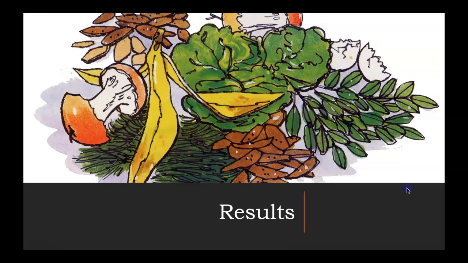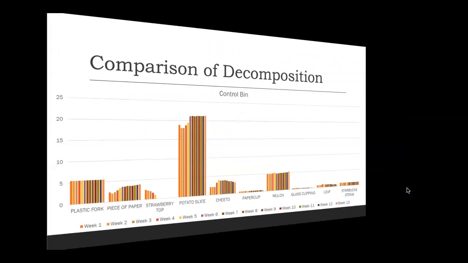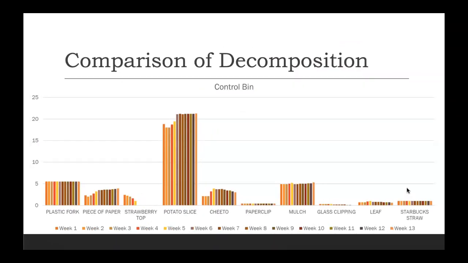Here are the results. This is the results week 1 through 13 of the control bin, so where there was no water added. As you can see, there are several items in the bin that stay the same the entire semester. The plastic fork, for example, the paper clip, and the Starbucks straw did not change at all.